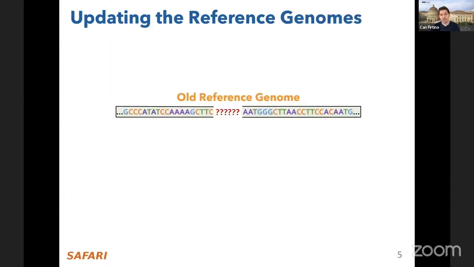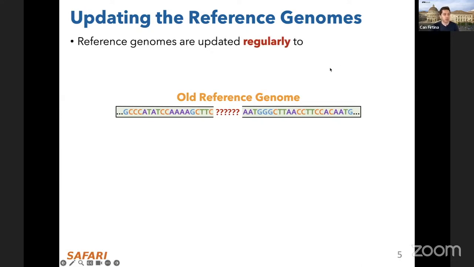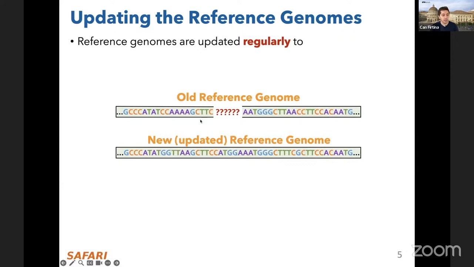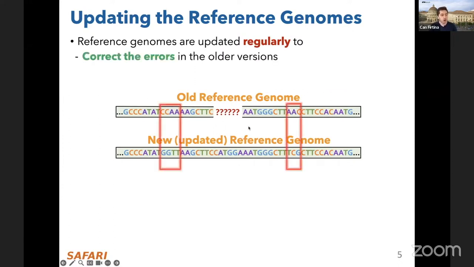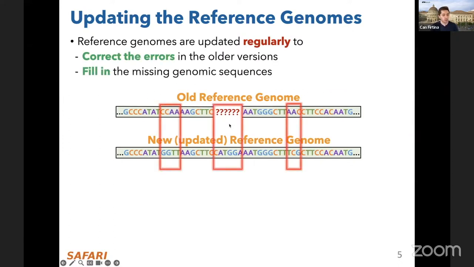And to achieve the best accuracy and best completeness in the reference genomes, these reference genomes are usually updated regularly to their new versions. Such an update could resolve some unknown regions in the old reference genome by figuring out what sequences should go to these unknown regions, or by correcting the errors in the older versions.